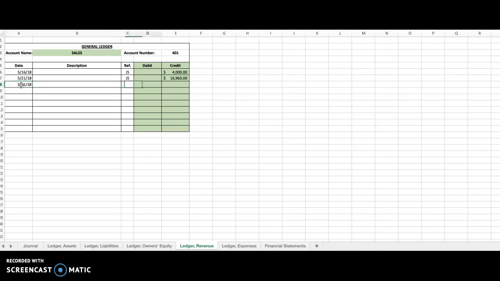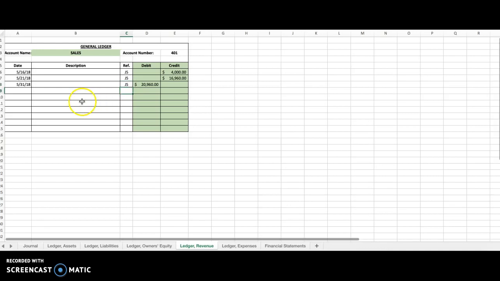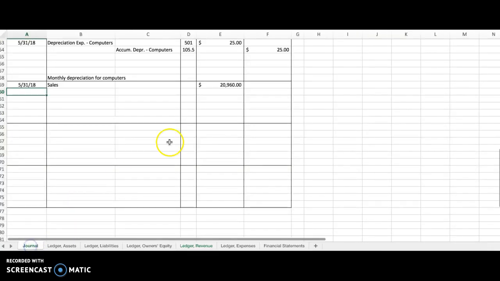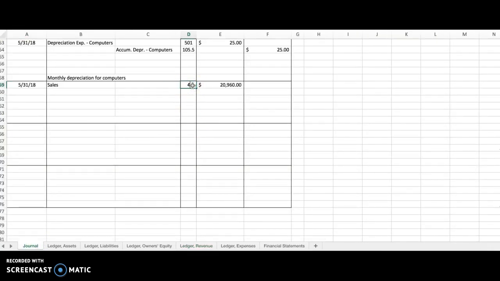So what I'm doing here is debiting, as you just saw in the journal, $20,960 comes from journal page 5. This is account 401. So we take it back to the journal, account number 401. So that closes sales. We had a credit of sales and now we debited sales. So sales now has a 0 balance. But you know in accounting, every entry has to have a debit part, which we have, also has to have a credit part.